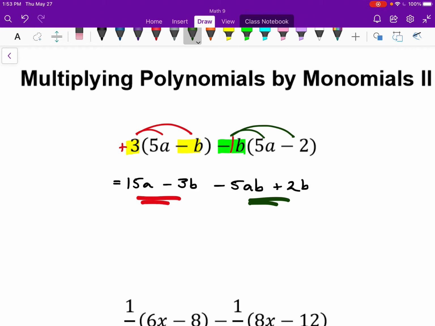Now I should see if there's any like terms, and there are. If you look right here, I have 15a and a 2b. So those are like terms, so I should combine those together. And the order I write these doesn't really matter. I'll put my 15a and 2b together, so that's 17a. But if you look at the terms that are left, they're not like terms with one another, so I'll just write them down in the same order as above. Minus 3b minus 5ab.